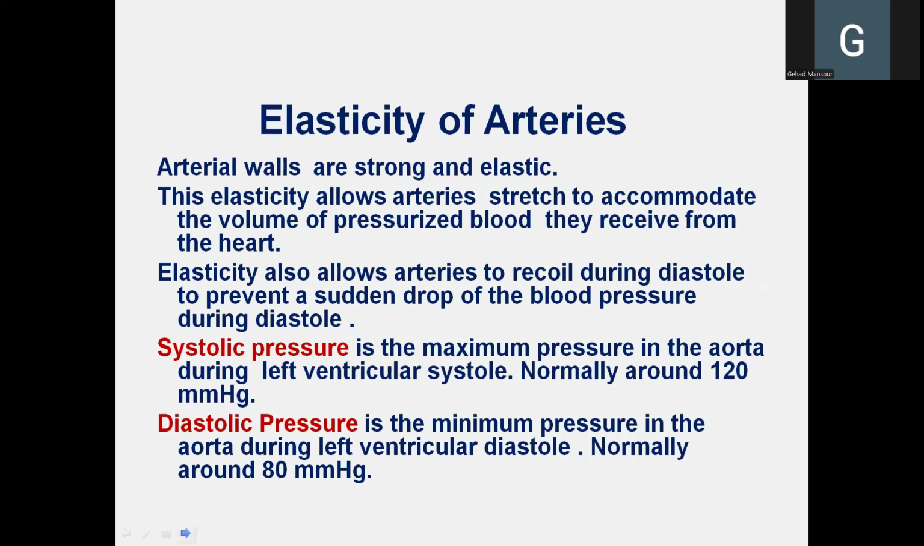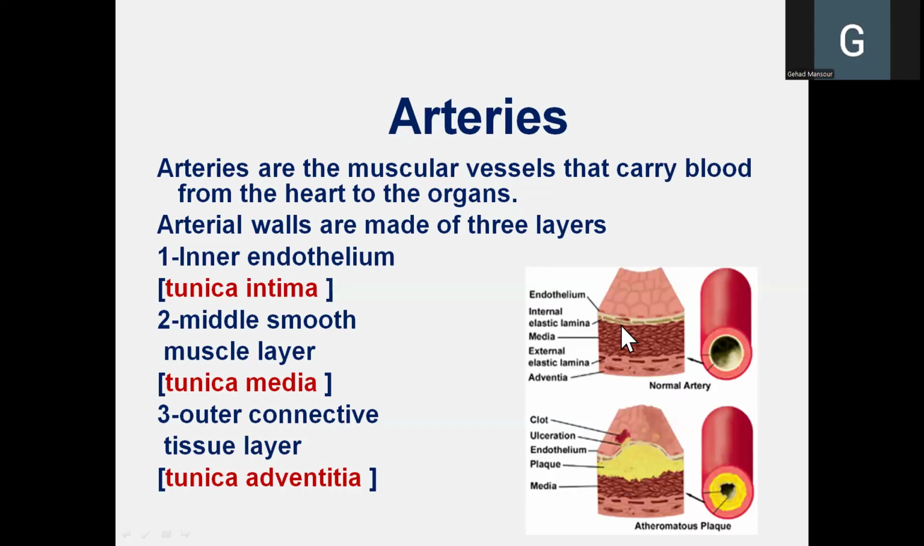Now, we are going to talk about the elastic properties of the arteries. As you know, arterial walls are stronger than venous walls because arterial walls are thicker. Venous walls have almost the same structure. They have a tunica intima, a tunica media, and a tunica adventitia, but the muscular layer of the veins is much thinner.